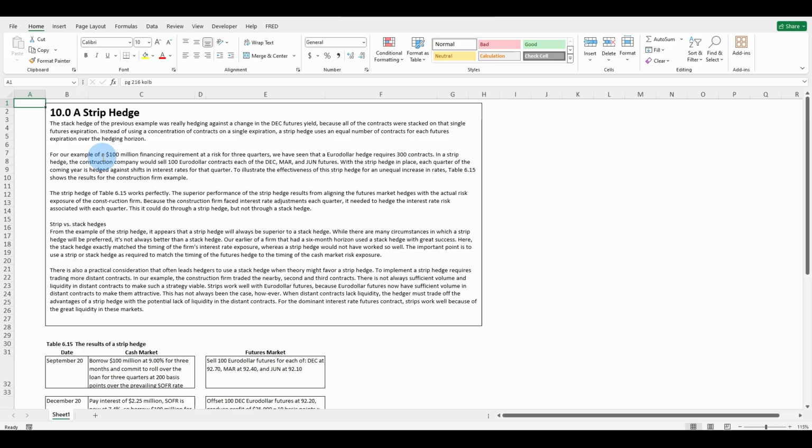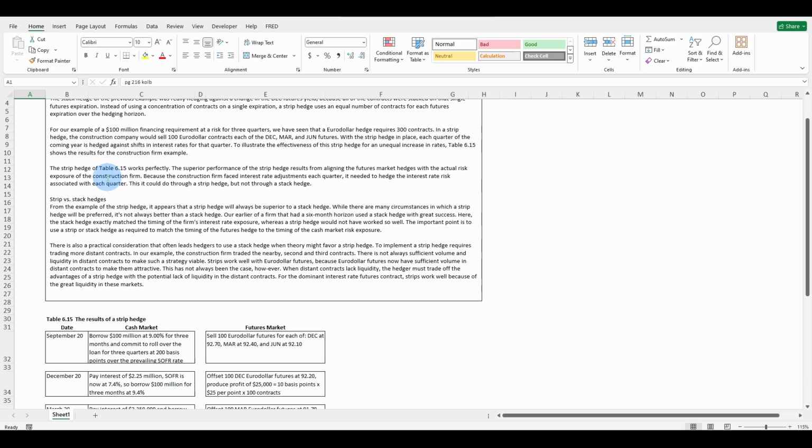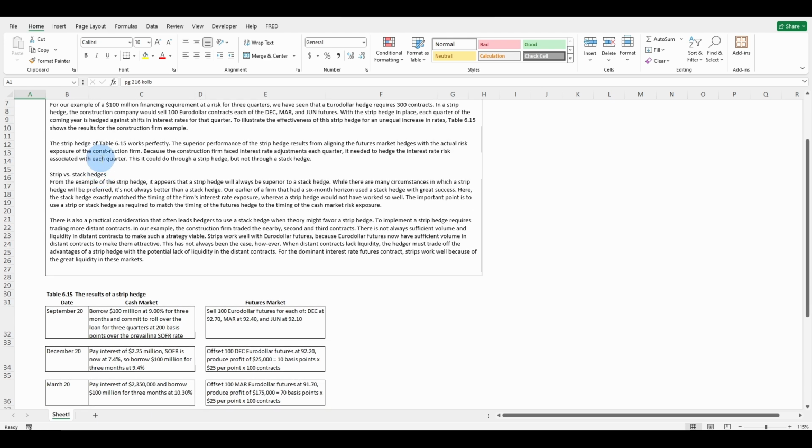To illustrate the effectiveness of the strip hedge for an unequal increase in rates, Table 6.15 shows the results of the construction firm example. The strip hedge of Table 6.15 works perfectly. The superior performance of the strip hedge results from aligning the futures market hedge with the actual risk exposure of the construction firm. Because the construction firm faced interest rate adjustments each quarter, it needed to hedge the interest rate risk associated with each quarter. This can be done through a strip hedge, but not through a stack hedge.